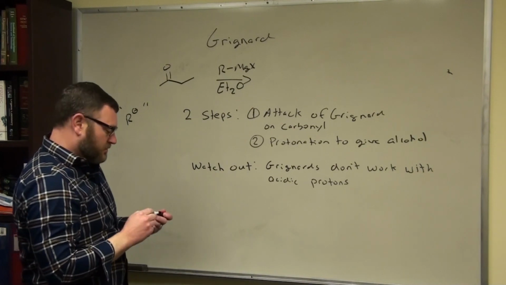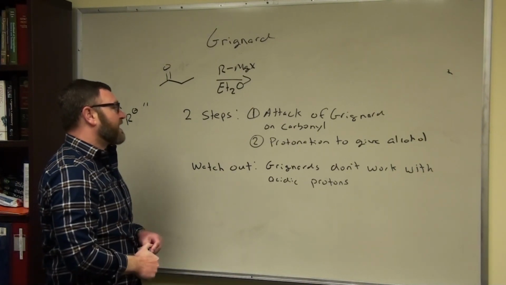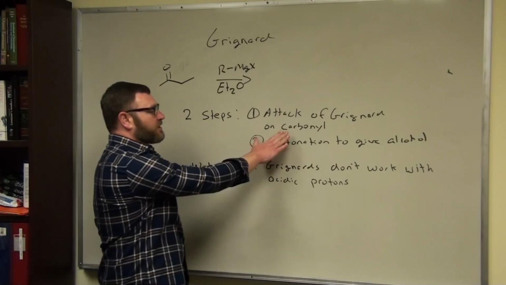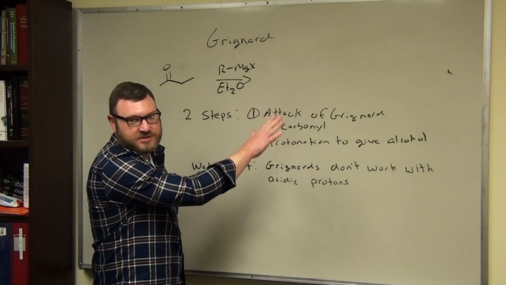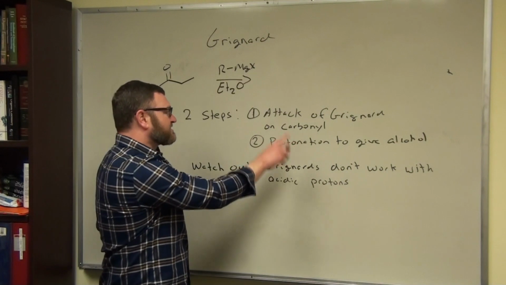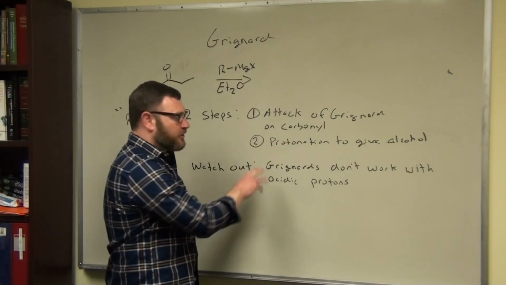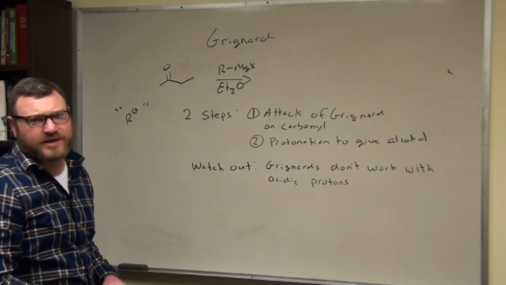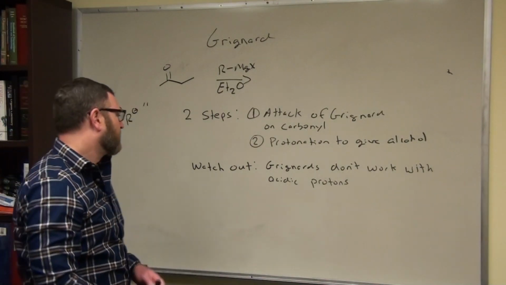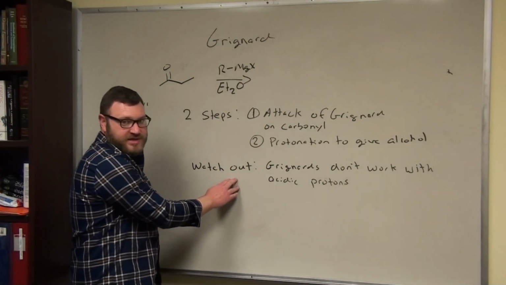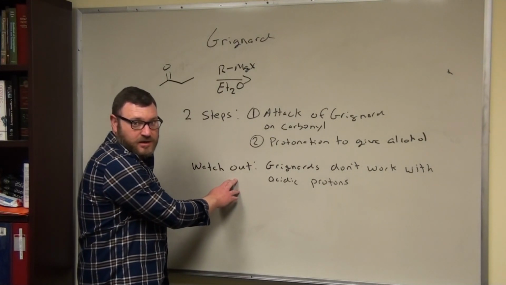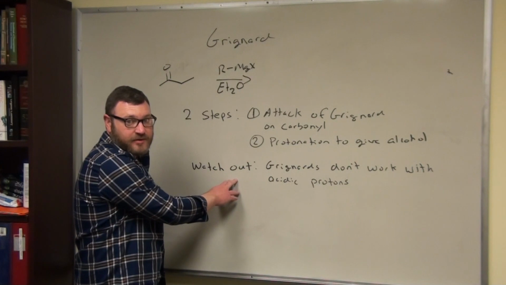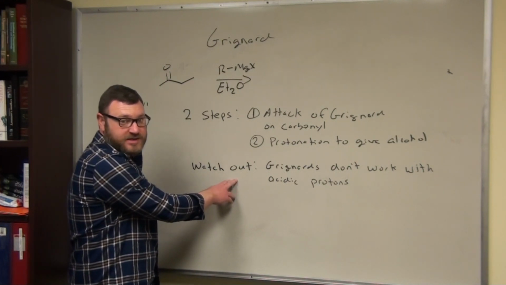So, the Grignard reagent or reaction takes place in two steps. First step is the attack of a Grignard on a carbonyl. Alright, that's typically what you're going to see it used for. And then the second step is going to be protonation of the resulting alcohol that you're going to get. And we'll walk through this mechanism in just a minute. So, watch out though. Remember I said that Grignard reagents are strongly basic, so you can't have acidic protons hanging around. They will destroy your Grignard reagent.